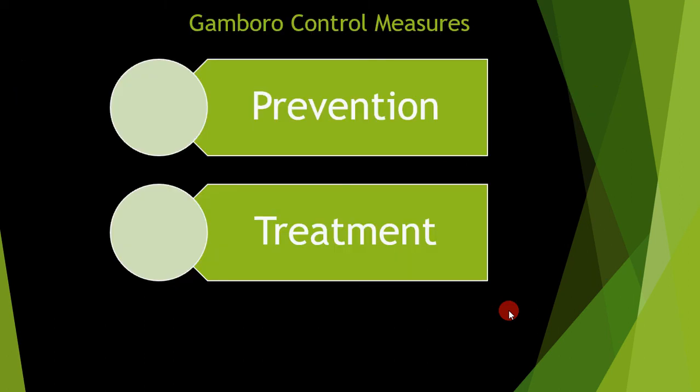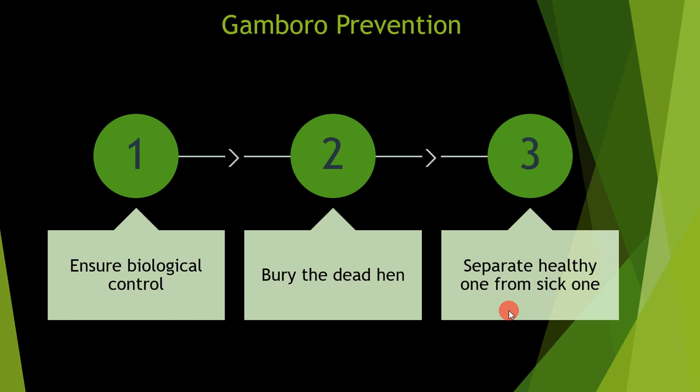Next, as usual, the control measures. When you see the control measures, I told you always prevention and treatment will be the control measures. The first is you have to ensure biological control. That means you have to make sure no germs will enter in the commercial farm, not even in the commercial farm, in the household farm as well.